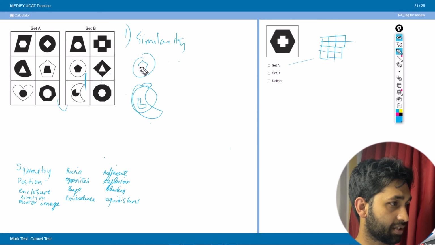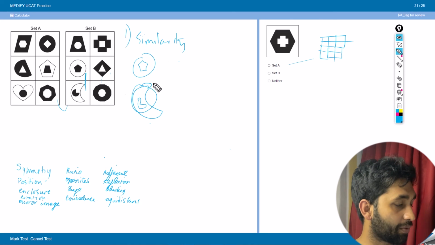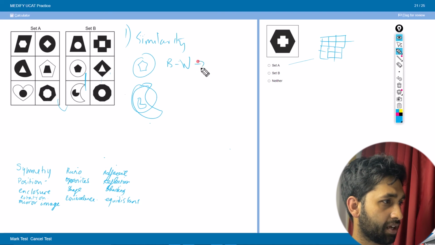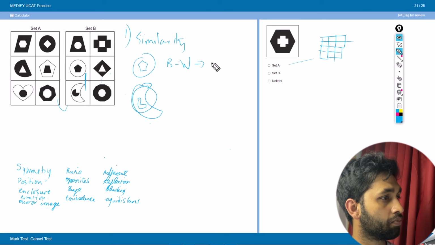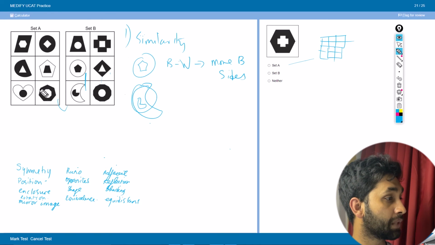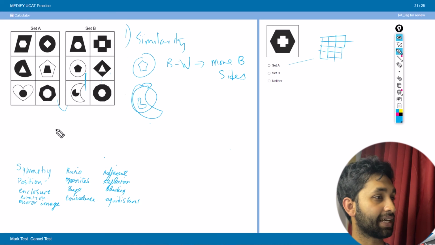I can't draw pentagons for my... Oh, that was a nice pentagon. But anyways, sorry, I'm distracting myself. So the white shapes, big white shapes, have more black sides. That makes sense to me. Then for this one, is it the other way around? The white shapes... Ah, yes.